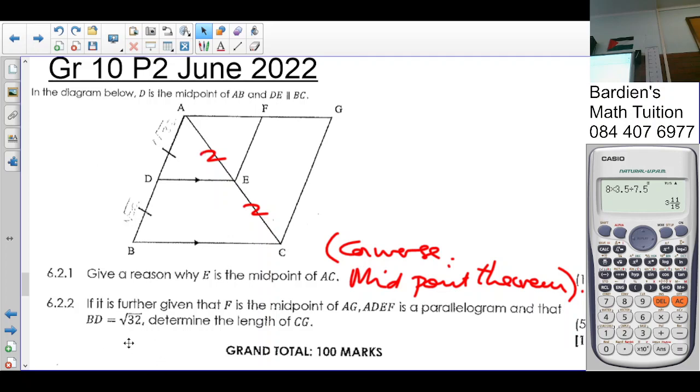In 6.2.2, we are told that it's further given that F is the midpoint of AG. Then we are told that ADEF is a parallelogram, and that BD is the root of 32. Determine the length of CG.